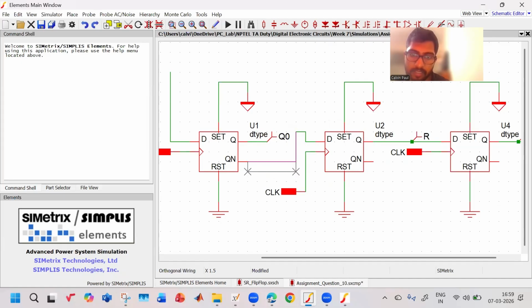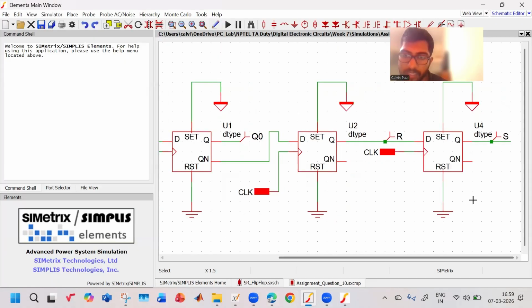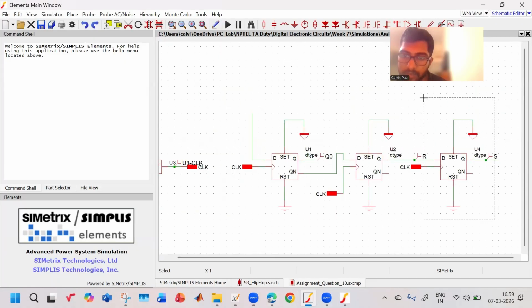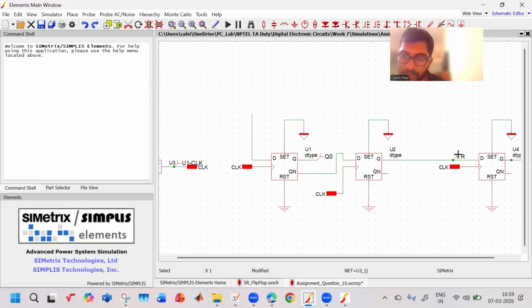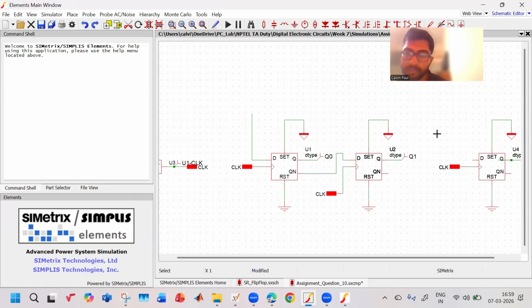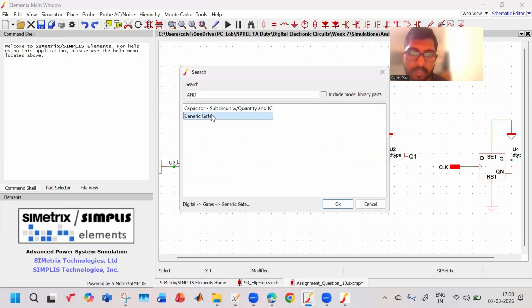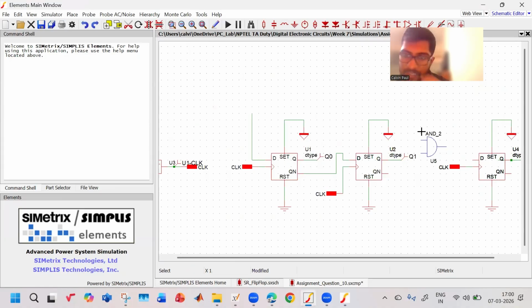So Q0 bar is an input for your second flip-flop. Now, the output of the second flip-flop is ANDed with the input of the first flip-flop. So you need to have an AND gate again. Let us shift it further. This is your Q1. Now you need to add a place, a part AND gate, a generic AND gate. How many inputs? Two inputs. The AND gate is added.